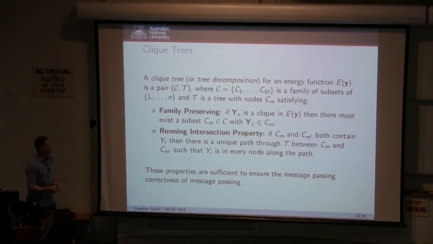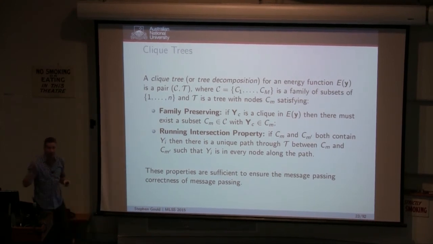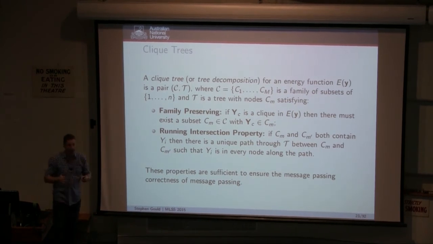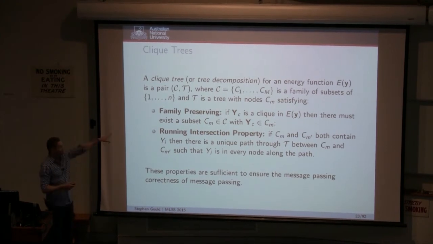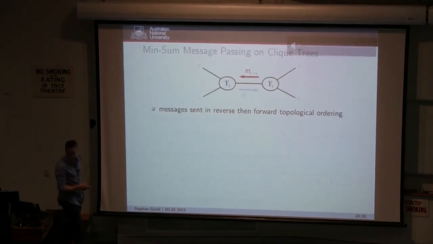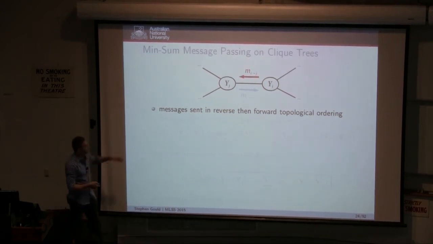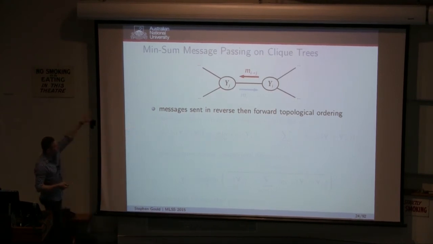All right? And so in particular, if you have an energy function which is already defined as a tree, such as the pose model that I showed at the beginning, then you can run exact inference on that algorithm. Your graphical model tree is the same as your clique tree. Okay, and so what do you have to do? Well, this is the basic algorithm. You first sort your nodes in some topological order.